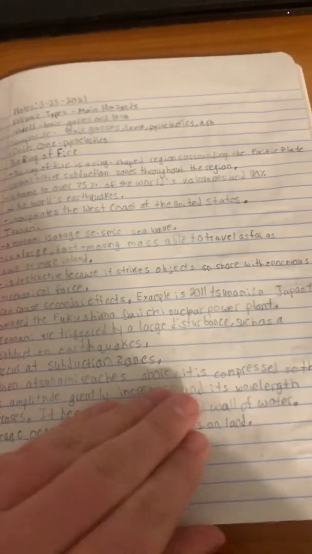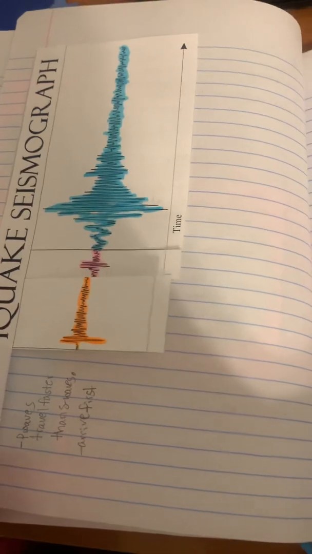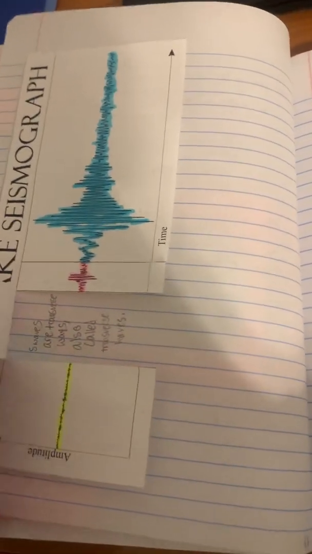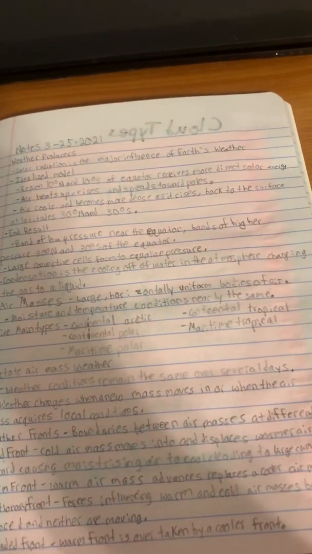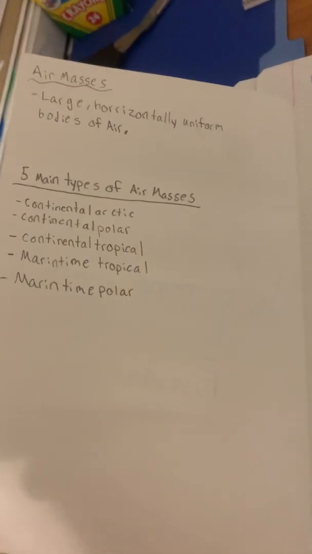And then here's my notes for March 23rd. And then the notes continued for March 23rd. And then here's this foldable. More notes for the March 25th. And here's this foldable on weather fronts and air masses. Here's the stuff about air masses and the 5 main types of air masses.